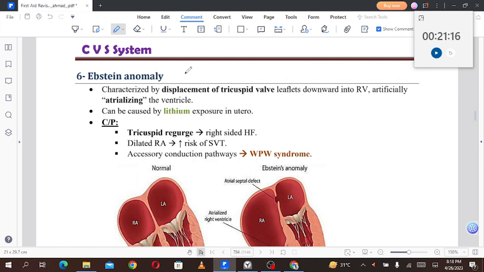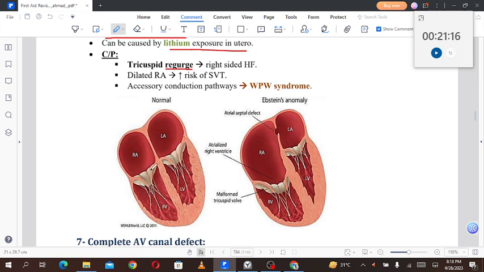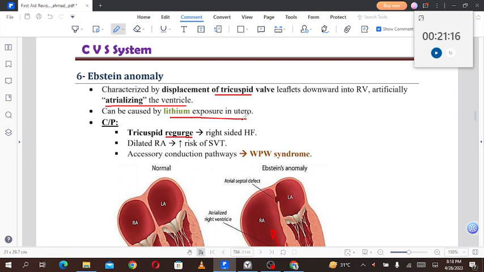Then talking about Ebstein anomaly, it is characterized by the displacement of tricuspid valve leaflets downward into the right ventricle, artificially atrializing the ventricle. Can be caused by lithium exposure in utero. The clinical presentation is tricuspid regurgitation. Okay, tricuspid regurg, because now it is in the wider space. If it moves downwards, it enters that wider space, so that the cusps of the leaflets do not face each other, do not meet each other. So there is a probability of tricuspid regurgitation. Right-sided heart failure, dilated right atrium increase the risk of supraventricular tachycardia.